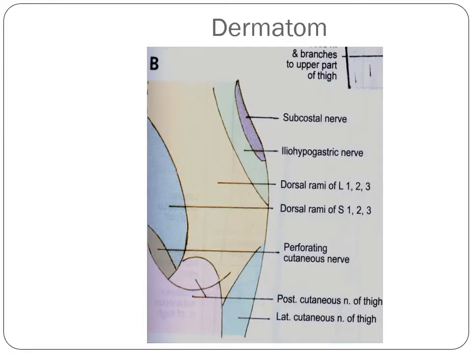Now what is a dermatome? Patches of skin innervated by the same spinal cord segment are given the name dermatome. This patch is innervated by the subcostal nerve.